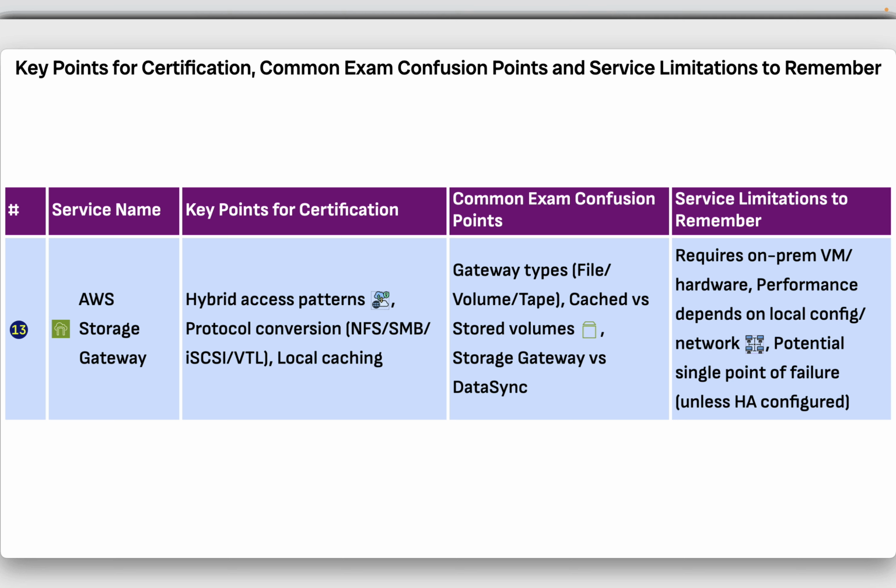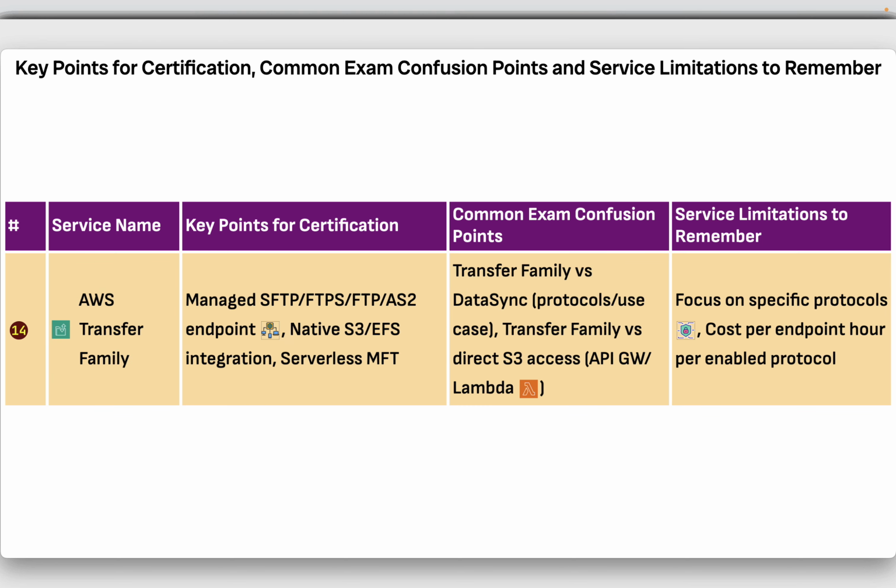And limitations will be this requires an on-prem virtual machine or it requires on-prem hardware. Performance depends on local configuration / network, and this can have a potential single point of failure unless you configure the high availability. And lastly, we have AWS Transfer Family.